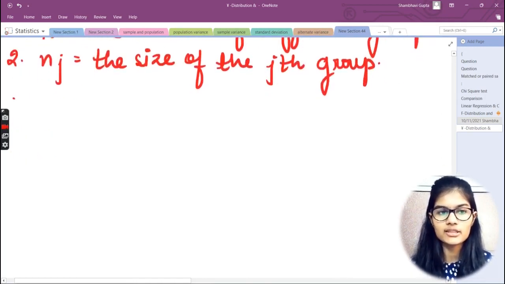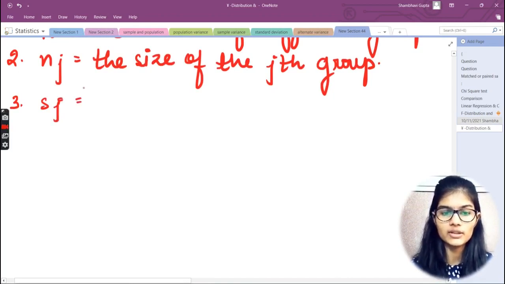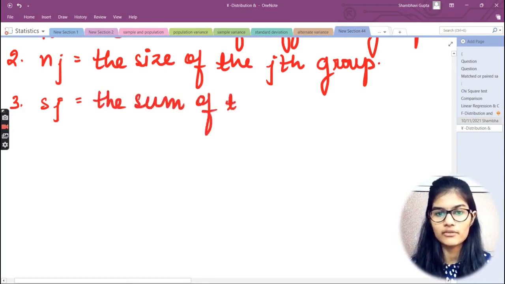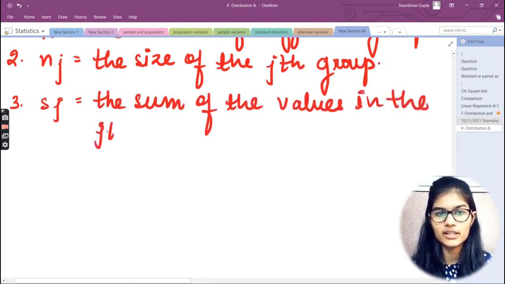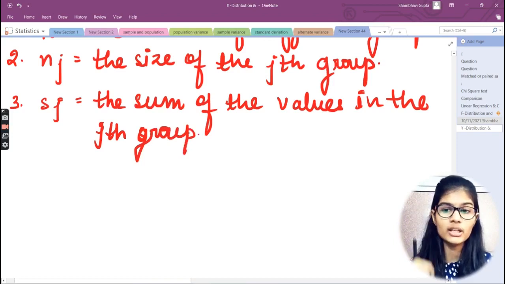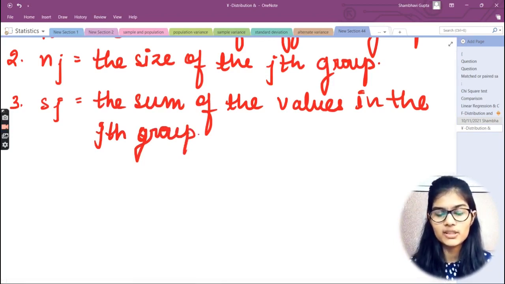Now let me come down to the third point, and here we have s of j. Okay, we have the very next value, that is s of j. What does that actually mean? That means the sum of the values in the jth group. So when we talk about n of j, it means the size of the jth group, okay? And when we talk about s of j, it means the sum of the values in the jth group.